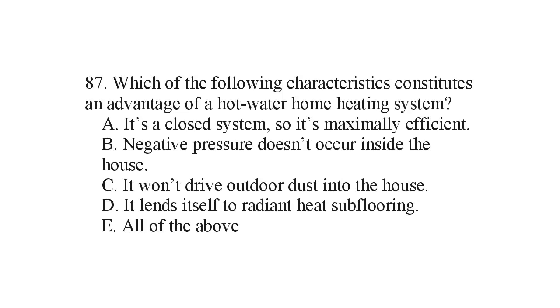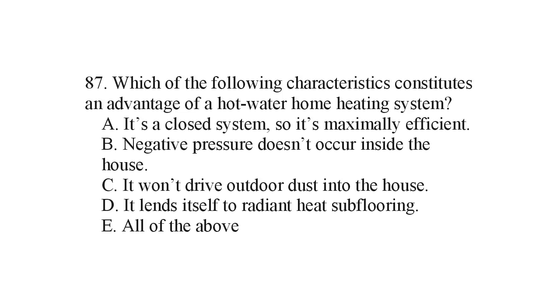Here is an explanation for the answer to final exam question number 87 in Alternative Energy Demystified, 2nd edition. If you have the printed book, you'll find it on page 330. We're talking here about a hot water home heating system. Which of the following characteristics, A, B, C, or D, constitutes an advantage of this kind of a system?